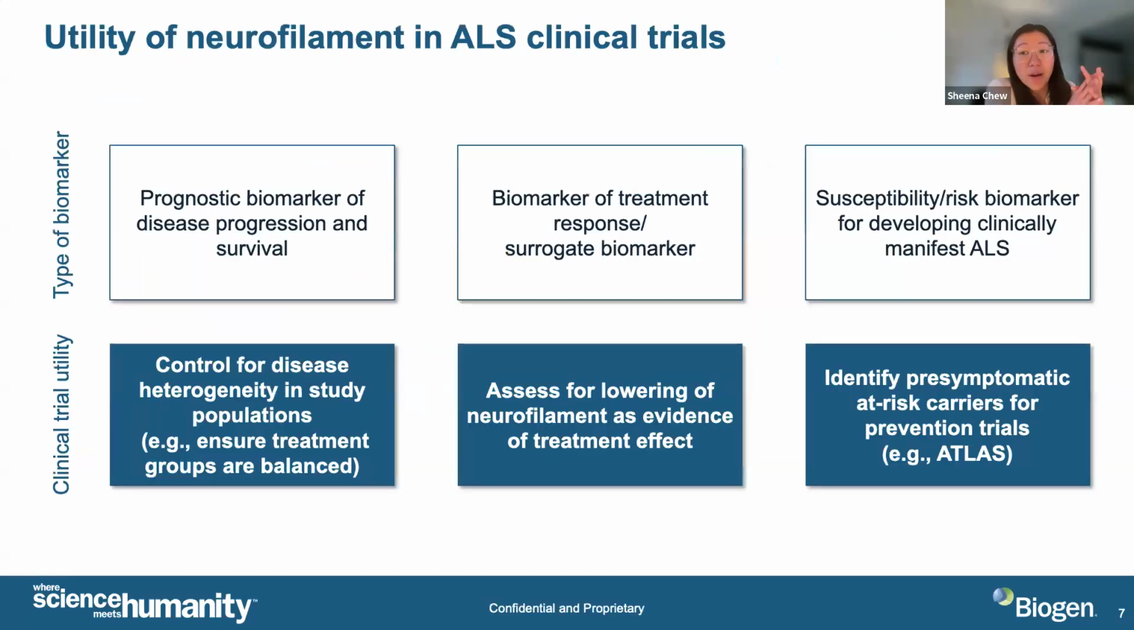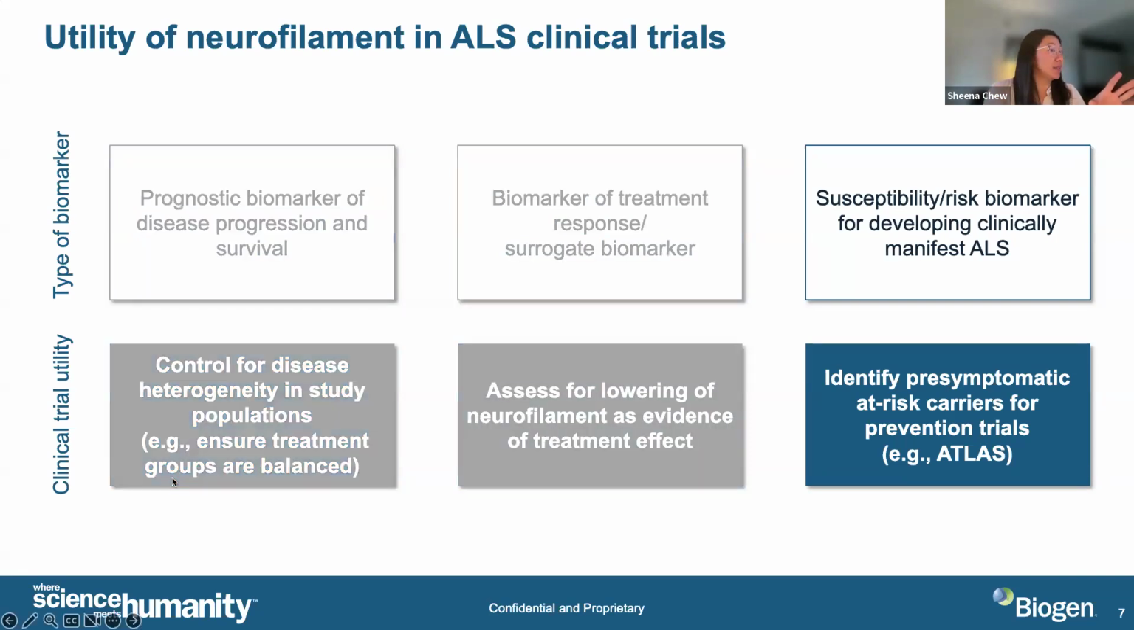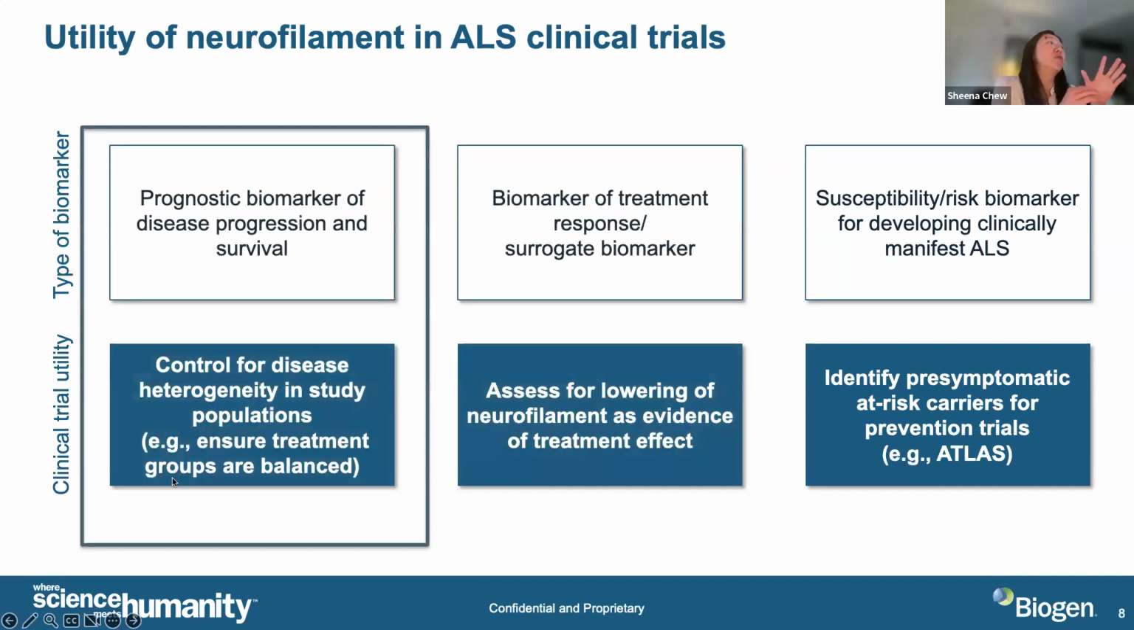Given what we know about neurofilament in ALS and what's emerging, we have been using neurofilament, and are continuing to use it, in three specific contexts of use, three different ways that we use neurofilament as a biomarker to support ALS clinical trials. I wanted to share a little bit about our experience using neurofilament in these three ways. The first way is the use of neurofilament as a prognostic biomarker of disease progression and survival, which is what we have the most evidence for, and using that as a way to control for disease heterogeneity in study populations and ensure that treatment groups are balanced in a study.